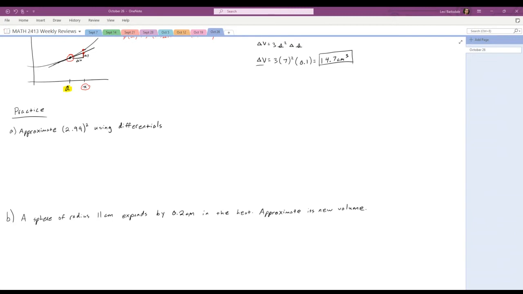I was still thinking about the first one because I kind of confused myself. So the differential formula is the change in y is equal to the derivative of your formula times the change in x. The derivative of 2.99 squared is just 0. Right, so maybe you want the function to give you a good approximation of 2.99 squared. That's kind of where we want to start out at.